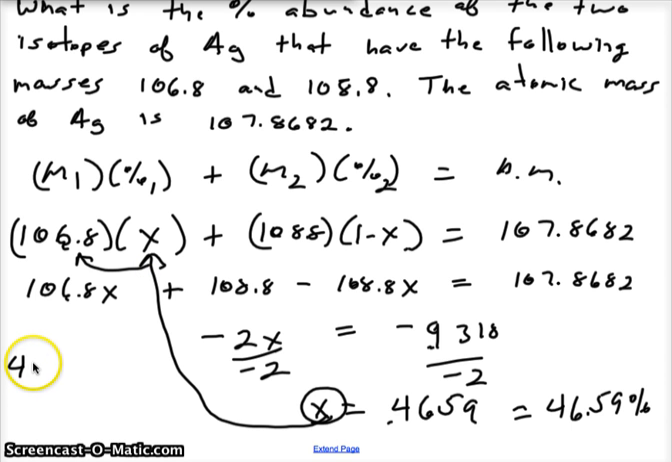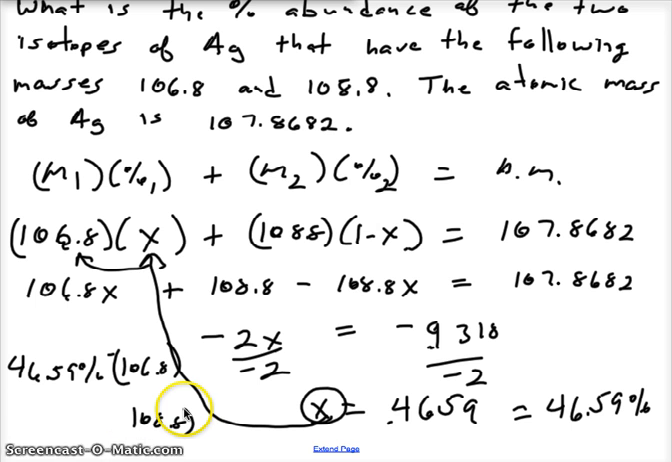And so that's x, which corresponds to this. It is 46.59% silver 106.8, which means the 108.8 is the other portion: 100 minus 46.59, or 53.41%. So 53.41% is 108.8. And that is how you can find the percent abundances. If you don't know the percent abundances, you can do it that way, just using x and 1 minus x as your percents, because they will total up to 100.